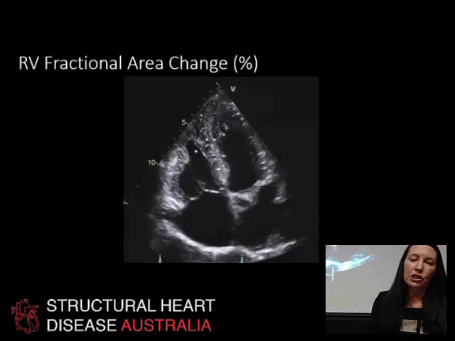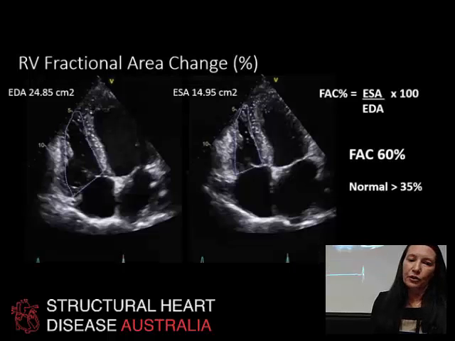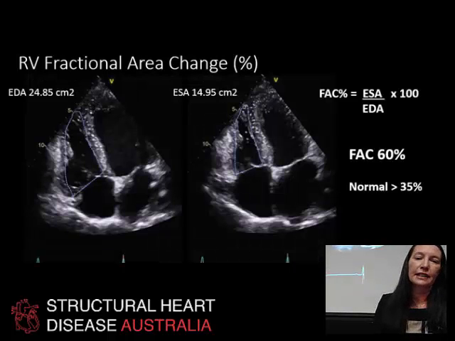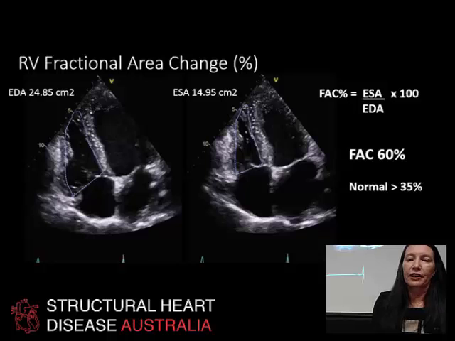But let's take a look at how it's measured. If we have an RV focused view, we can take the systolic and diastolic area and track the endocardium as best we can. And in this particular example, the fractional area change is 60% and a normal value is greater than 35%.